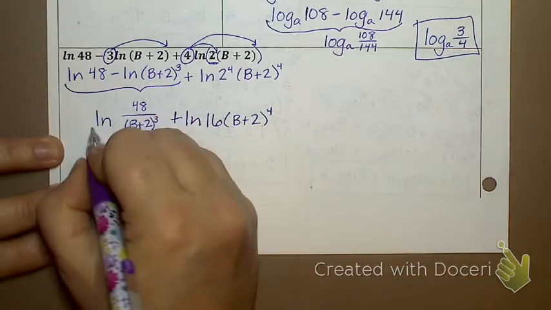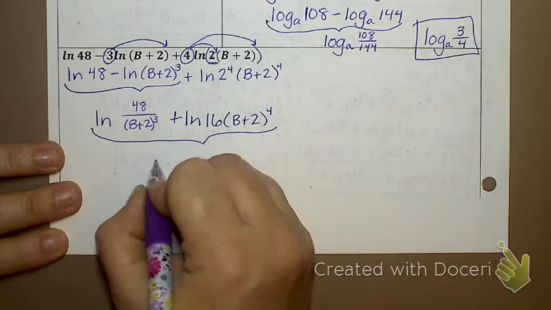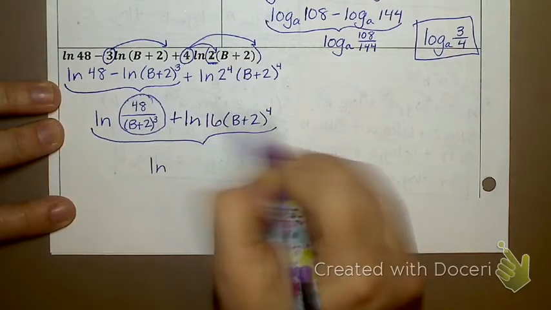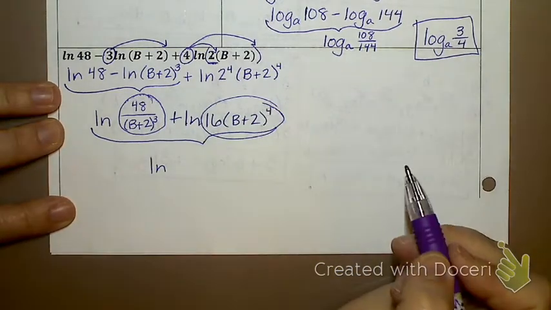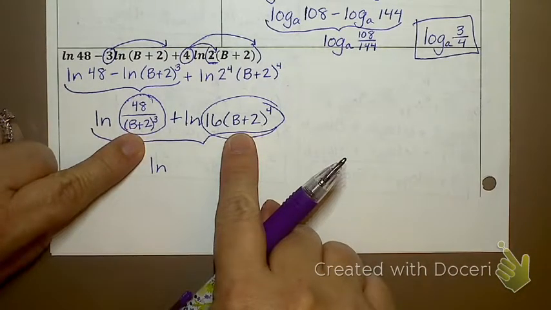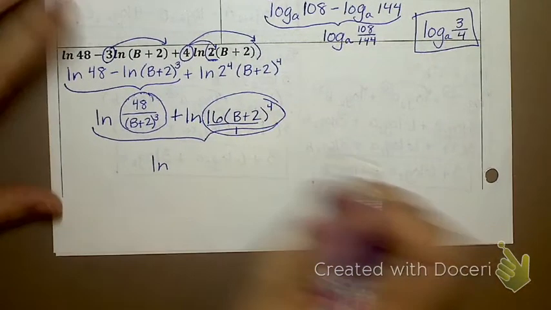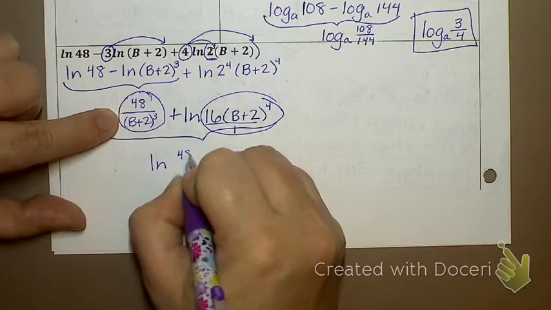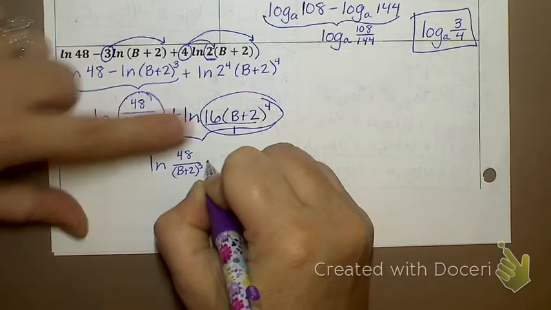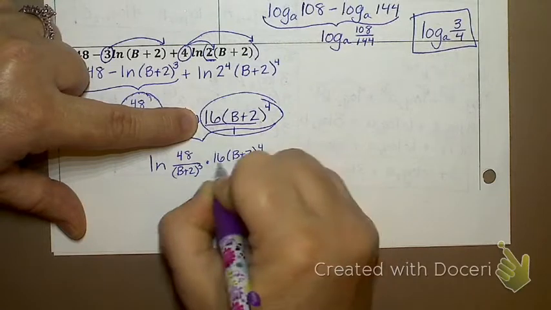All right, I have addition. It's going to condense to what? Multiplication. So that means I have ln, and I need to multiply this by this. Right? How do I multiply a fraction by something that's not a fraction? Well, this is technically over 1, correct? So that gives me 48 over b plus 2 cubed times 16 b plus 2 to the 4th over 1.